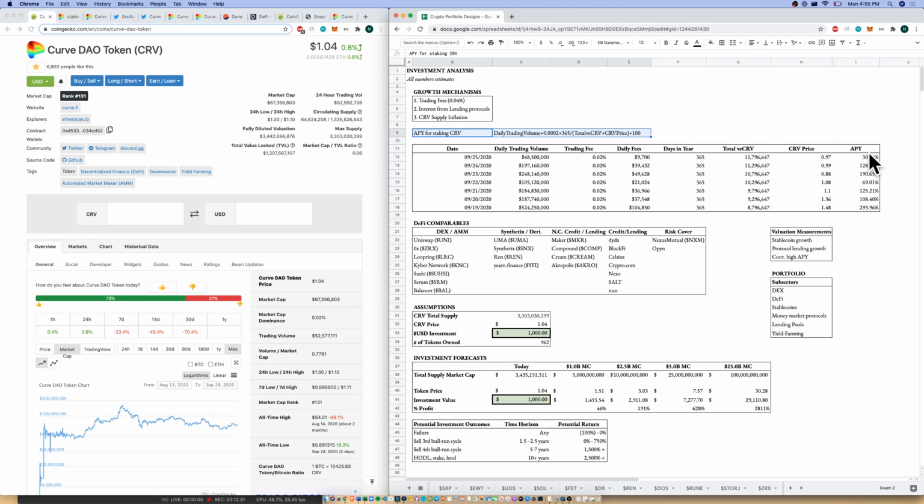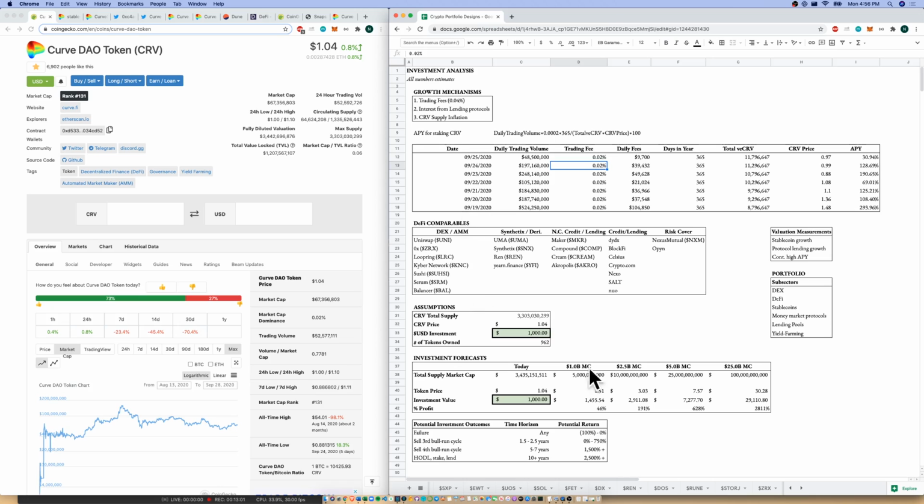And based on this, I've actually calculated some estimated APYs. We're taking our daily traded volume multiplied by our trading fee times days of the year, divided by our total vCRV estimate. I had to estimate column G. Multiplied by our CRV price. And as you can see, it's a variable APY, anywhere from 30% all the way up to 300%. And I have seen them tout on their Twitter upwards of 200% APY based on given days.